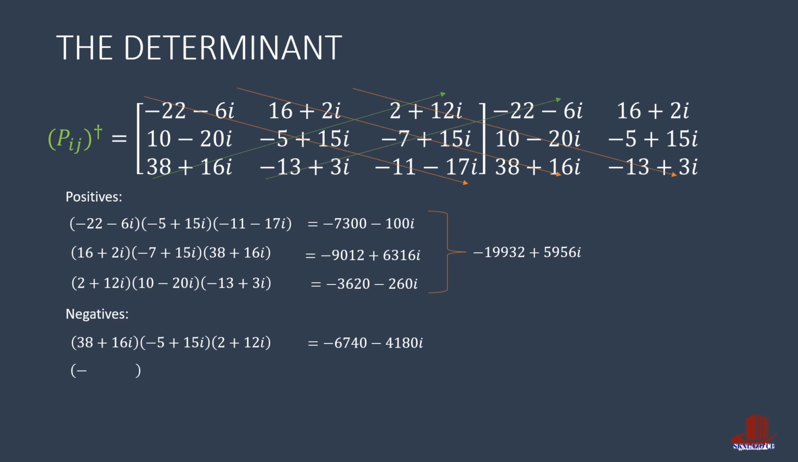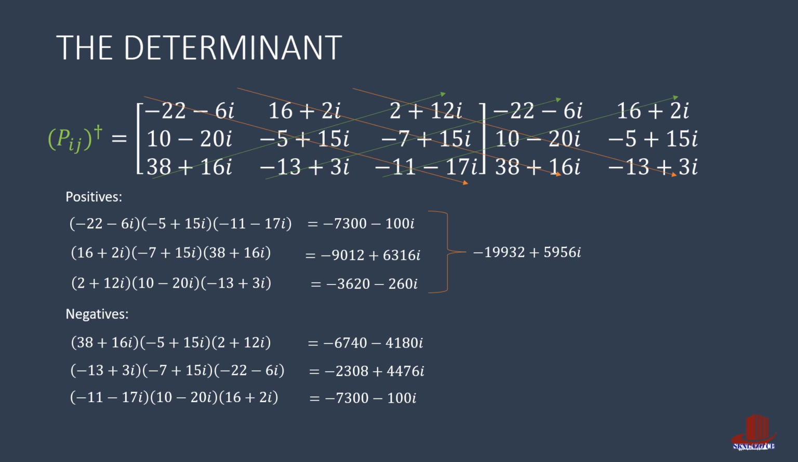The second anti-diagonal has the elements negative 13 plus 3i, negative 7 plus 15i, and negative 22 minus 6i, which when multiplied give negative 2,308 plus 4,476i. The last set of elements from the third anti-diagonal has negative 11 minus 17i, 10 minus 20i, and 16 plus 2i, resulting to negative 7,300 minus 100i when multiplied.